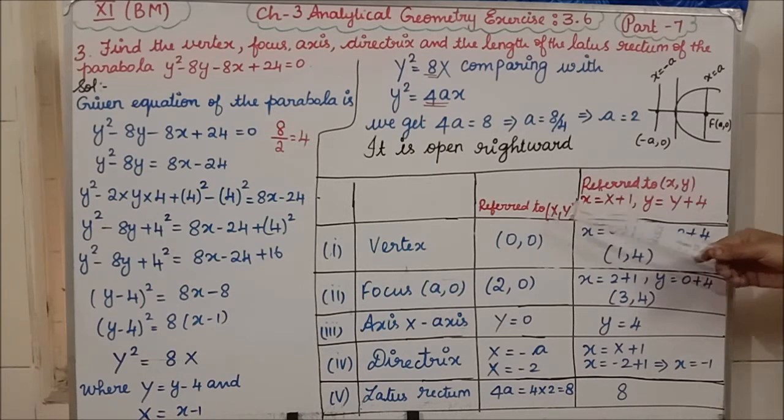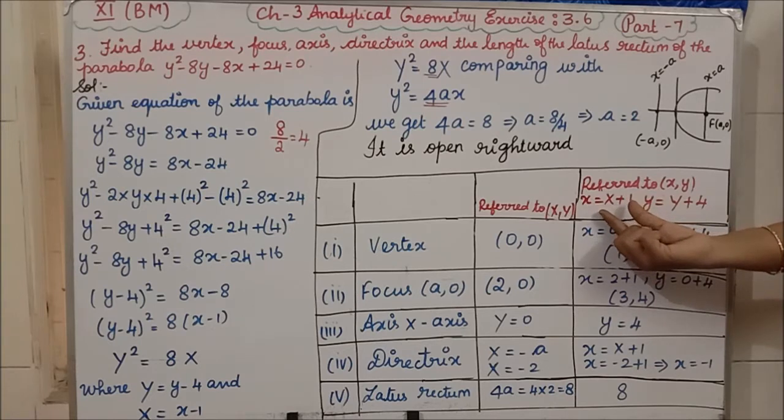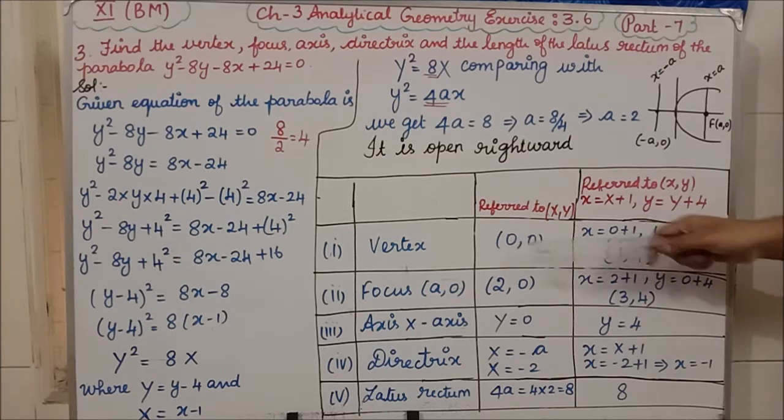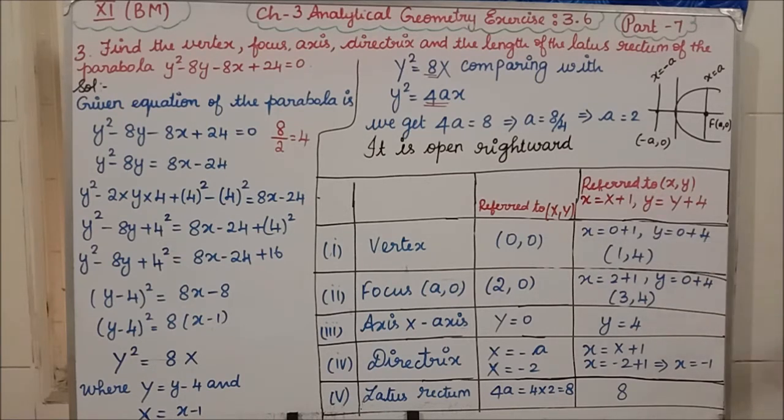Now I got capital X and capital Y, what? Capital X is 0, capital Y is 0. Now I have to substitute in the equation for X as well as Y. Here small x is equal to capital X value, I am having 0 plus 1, comma small y is equal to capital Y value 0 plus 4. So 0 plus 1 is 1, 0 plus 4 is 4. So 1 comma 4 is the small x comma y referred to. Clear students? Next, in open rightward the focus is a comma 0.